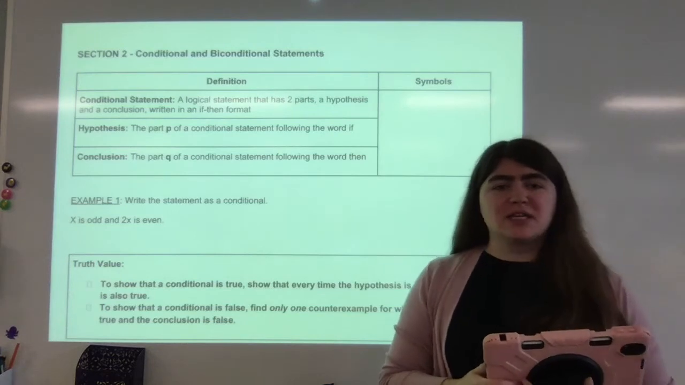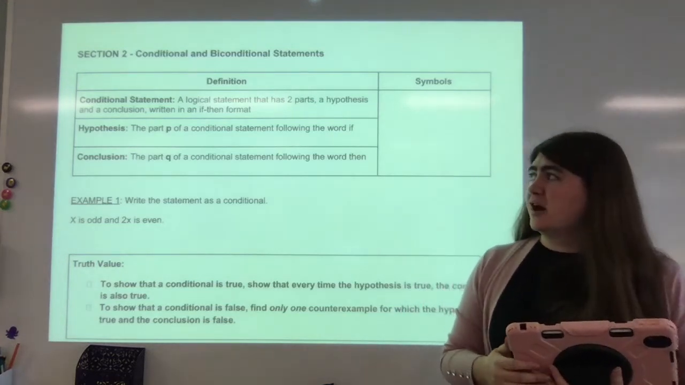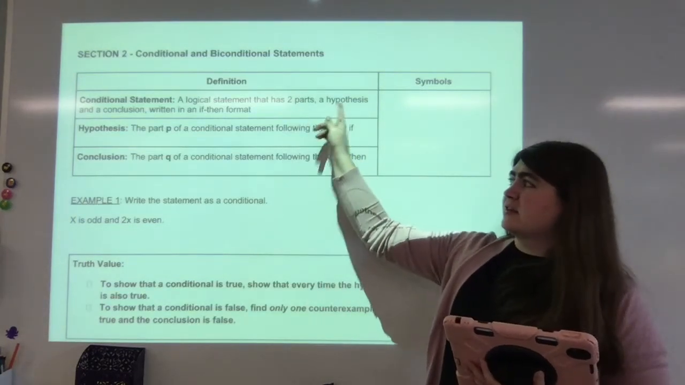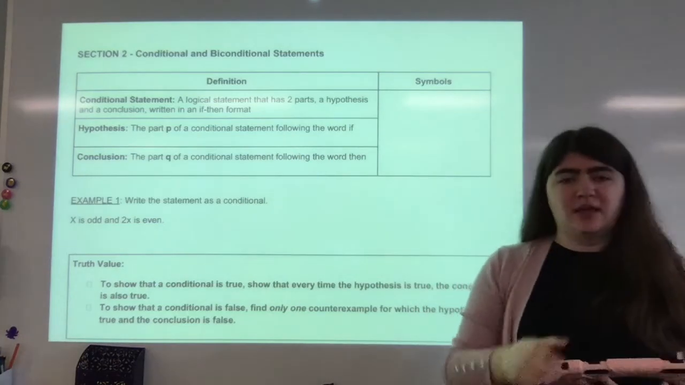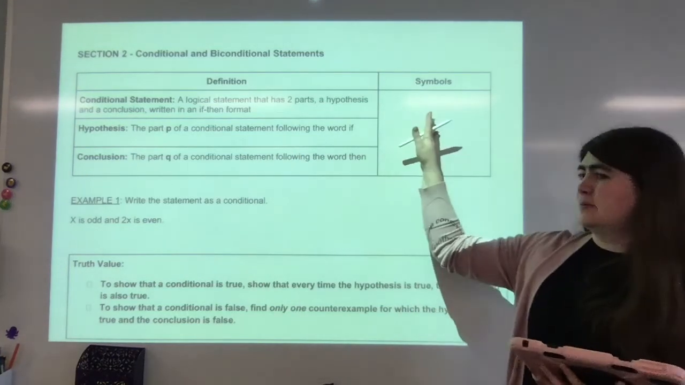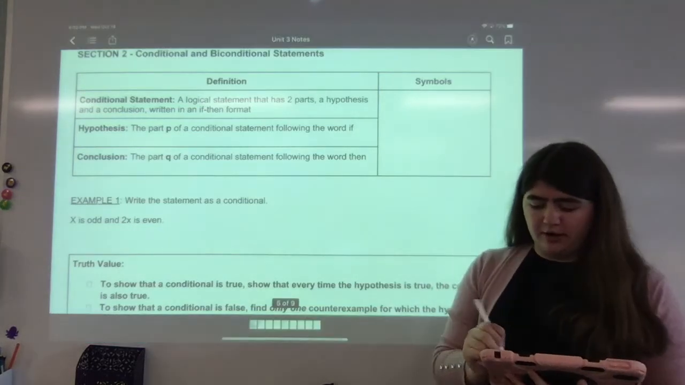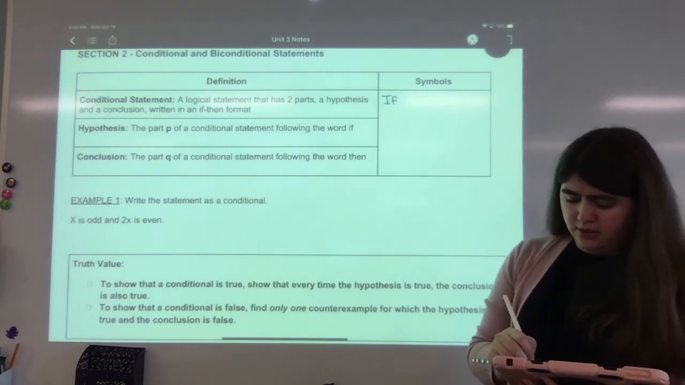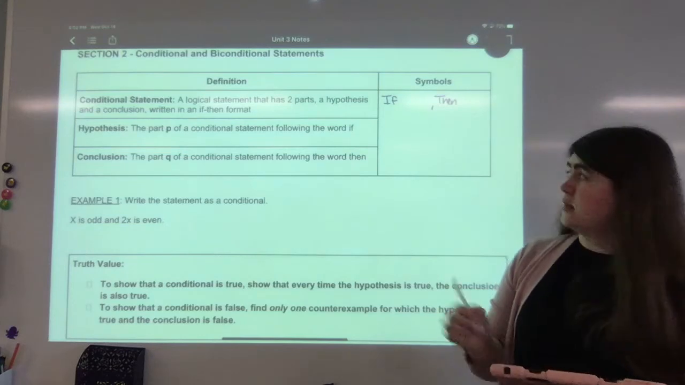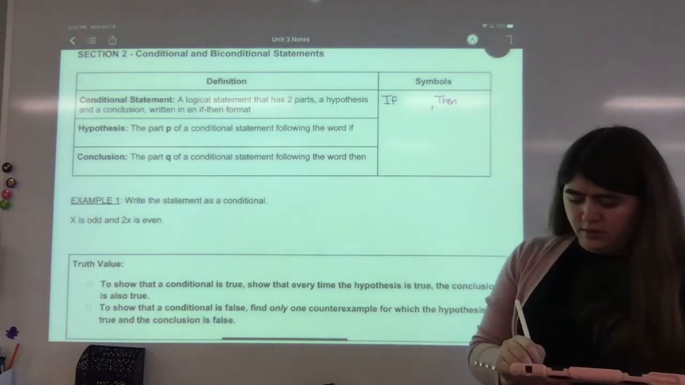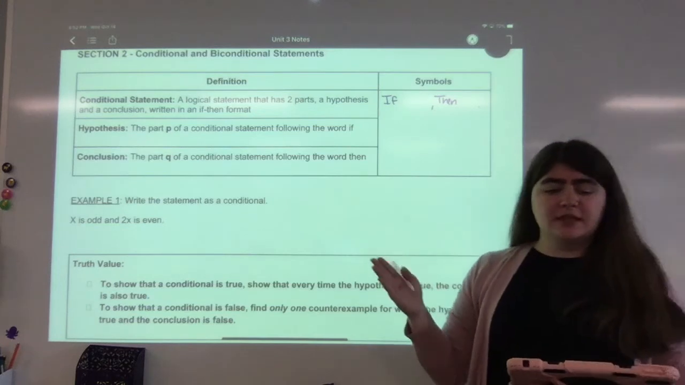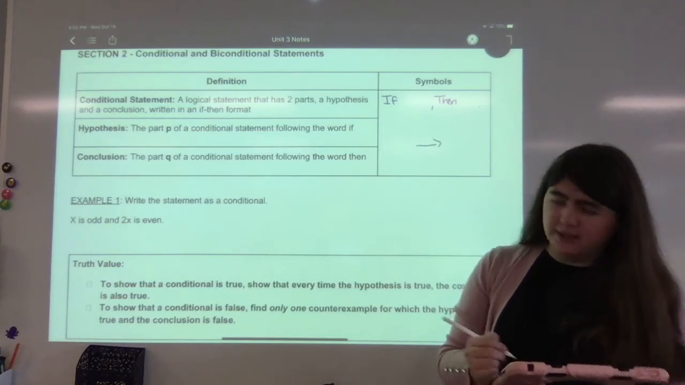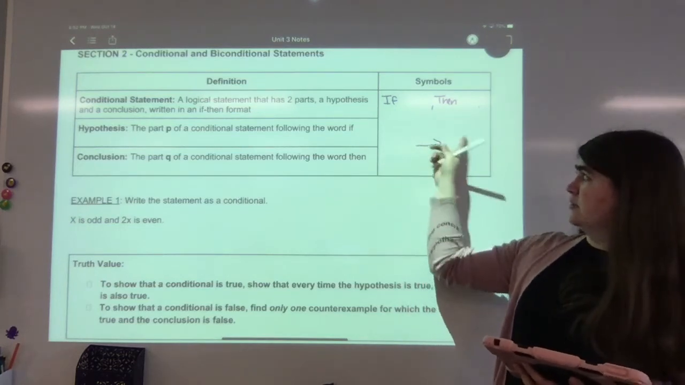Today we are talking about conditional and biconditional statements. Conditional statements are logical statements that have two parts, a hypothesis and a conclusion, written in an if-then format. So if we're looking at our symbols, we're just going to write down our if-then format to start. So I have if something, then something else. We show our if-then statement using an arrow. So it points from left to right. If something, then something else.